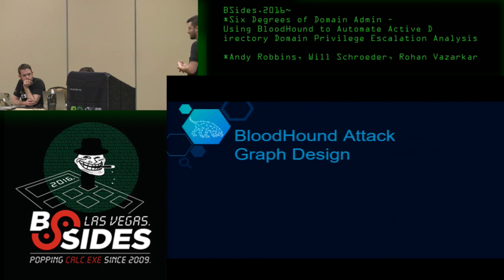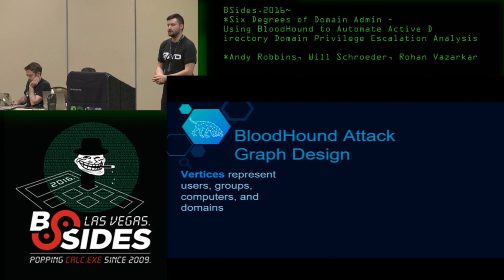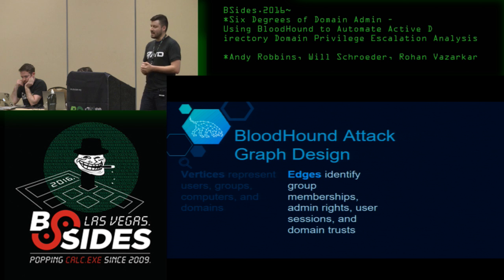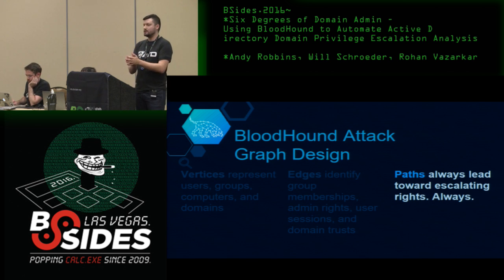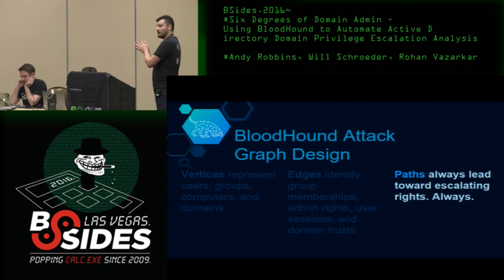So, we have a tool that we are going to be demoing called BloodHound. The design for the BloodHound graph is as follows. The vertices in the BloodHound graph represent the basic objects in Active Directory. Every user, group, computer, and domain is a vertex. The edges represent the relationships between these different vertices, which I'll talk about in more depth on the next slide. Finally, the paths. The paths are the most critical part of BloodHound. The paths always point towards escalating rights, or always towards compromising a system or compromising a user, or a user who's a member of a specified group.